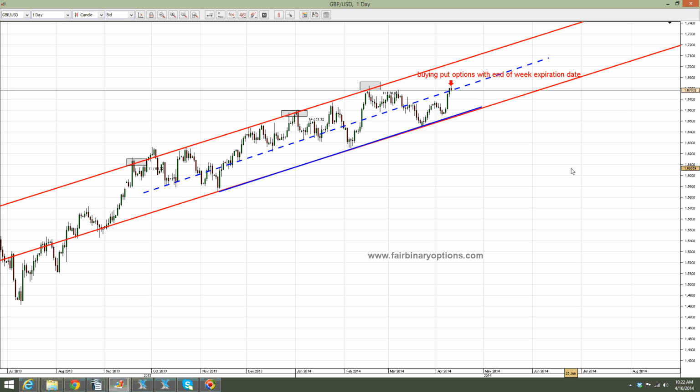All eyes are going to be also on the possible reduction of the asset purchase facility, but nevertheless, from a technical perspective, the Great Britain pound US dollar is a bit smoked here, if I may say so, and I don't want to be on the long side, therefore buying put options.